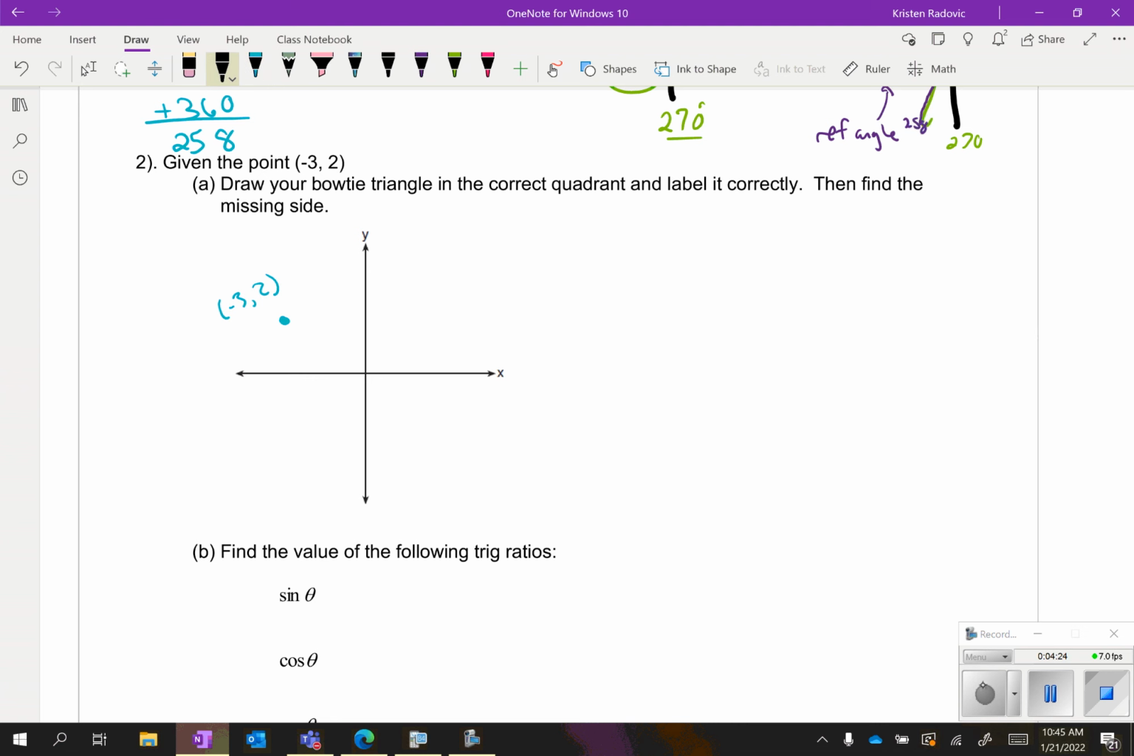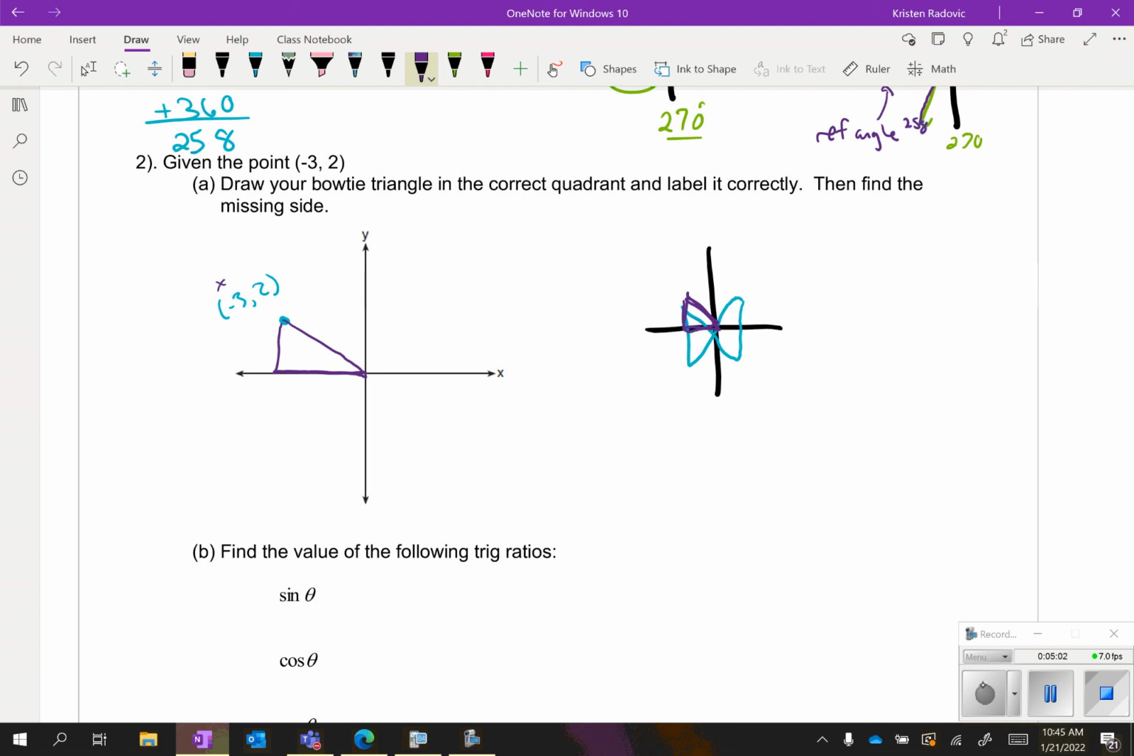When they say draw your bow tie triangle, all the triangles in each quadrant should form a bow tie. So in this particular case, I am in the second quadrant, so I should have a triangle that looks like this, part of your bow tie. That means you're going to drop it to the x-axis, and you're going to drop it to the origin to get a triangle, and if you continue drawing other triangles, it makes part of your bow tie.